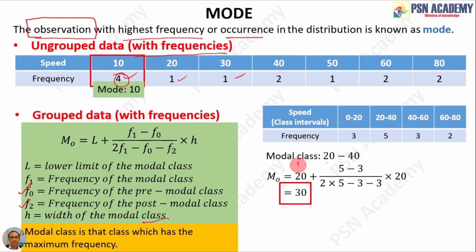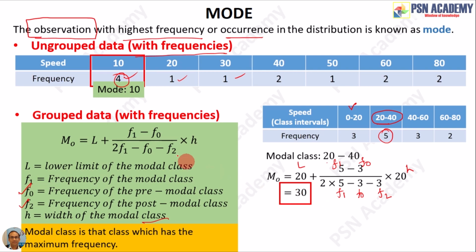Now we go with the formula. This one is L, the lower limit of the modal class, plus F1. F1 is the frequency of the modal class, that is 5. So this one is F1, minus F0, the frequency of the class previous to the modal class. Now this one is the previous class, so we have 3 here. So this one is F0. And on the lower side, it is 2 times F1, so F1 is 5, minus F0, the frequency of the previous class, and this one is F2, which is the frequency of the class next to the modal class, right? And this 20 is h. So you compute this and you will get 30.